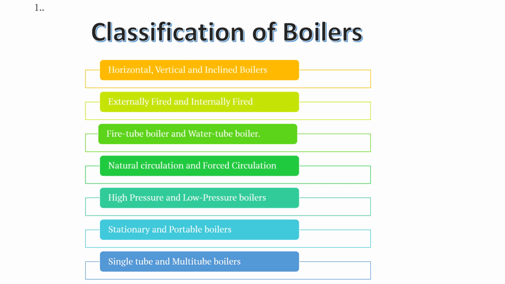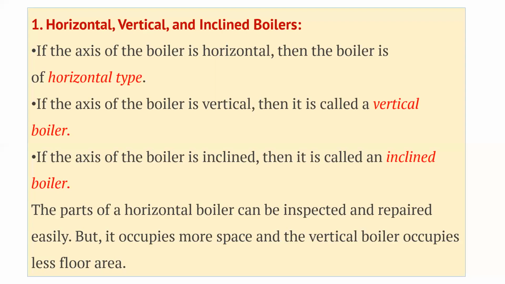So like this, you have different classifications. We'll see one by one. Now you can see if the axis is horizontal, call it horizontal type. If it is vertical, vertical type. If it is inclined, inclined boiler. So you may have some doubt why we have these different varieties. It depends on your availability, your availability of space, right? And some other necessary factors may dominate in the case of the inclined boiler.